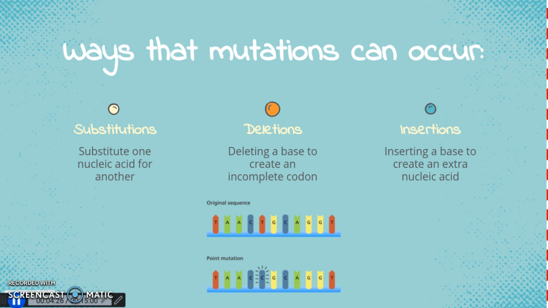Substitutions, being substituting one nucleic acid for another, deletions, deleting a base to create an incomplete codon, or insertions, inserting a base to create an extra nucleic acid within that DNA strand. And you can actually see here that in our original sequence, we have that original thymine right after that cytosine, and in our point mutation, we can see that that thymine was changed into a cytosine, or substituted.